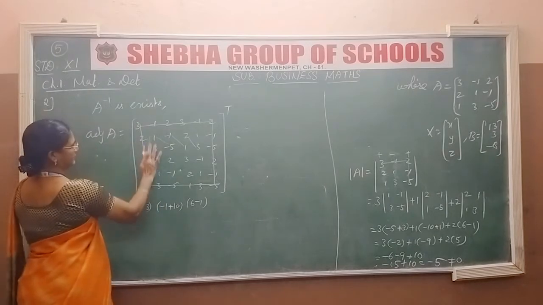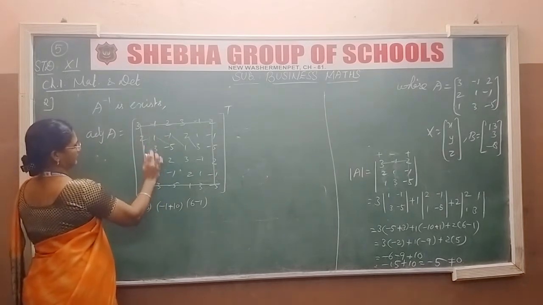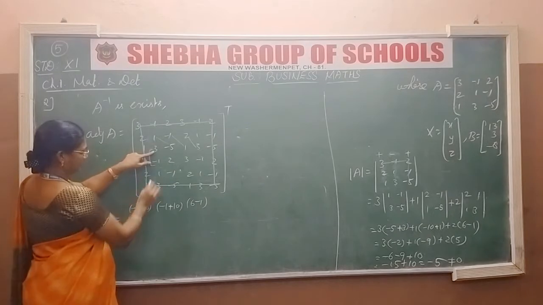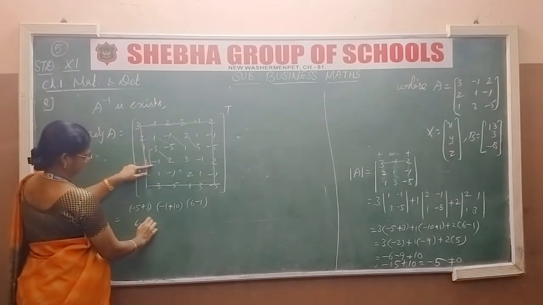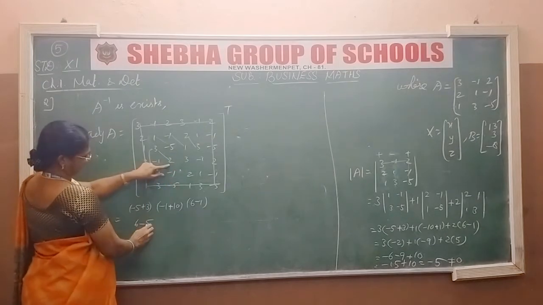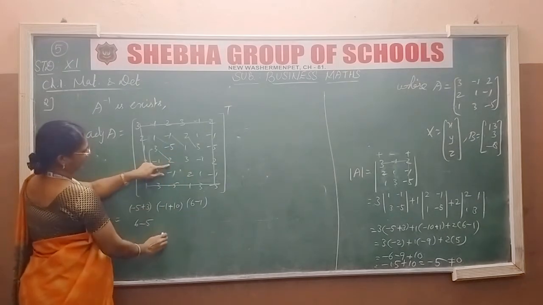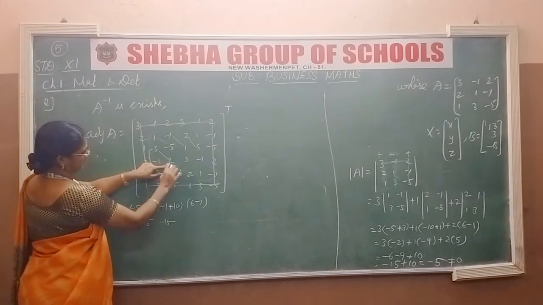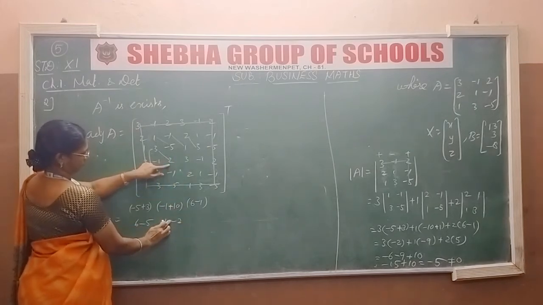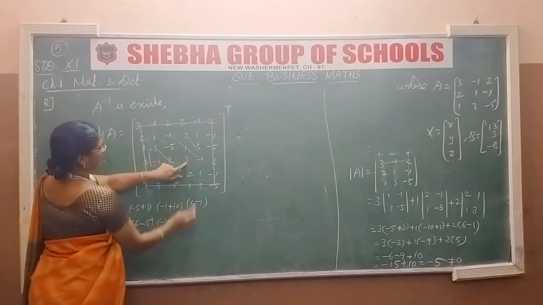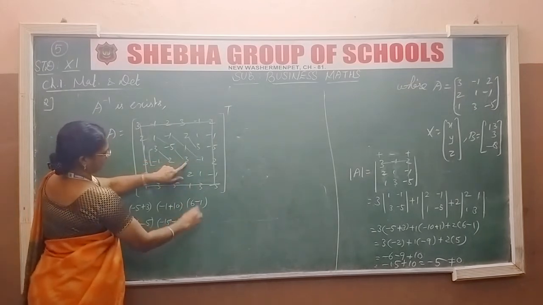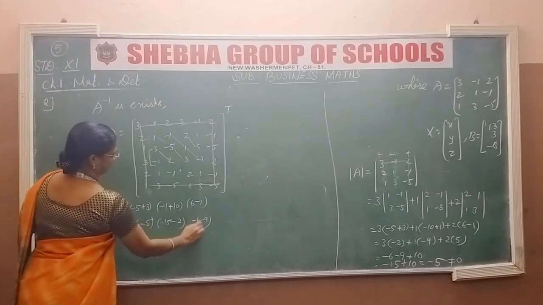Okay, next consider second and third rows. 3 2s are 6, minus 5, 1 is 5, plus 1, plus 5. And then 5 3s are minus 15, minus 2, 1 is 2. Okay, next multiplying these two, minus 1 and minus 9.